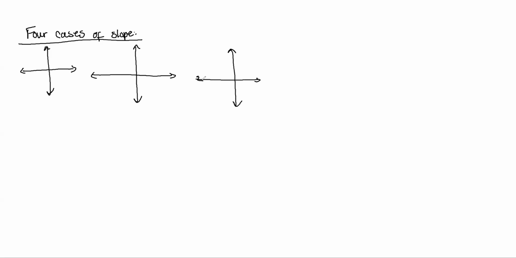And I'm just roughly drawing these. We don't need to see specific numbers on here. So if we have a positive slope, we're going to have a line going up to the right. We have a line going down to the right. Remember, it's always left to right. This one's negative.